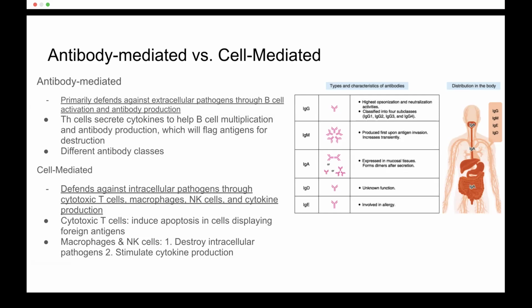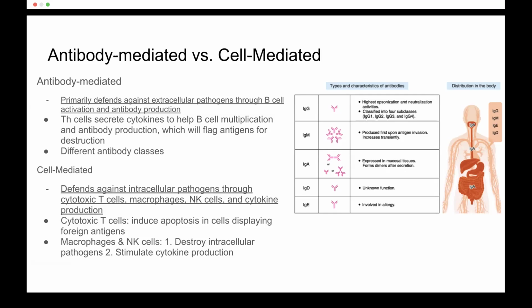So cytotoxic T cells will induce apoptosis in cells displaying foreign antigens, and macrophages and NK cells will destroy intracellular pathogens, and it will also stimulate cytokine production. So this is also the response to target cancer cells.